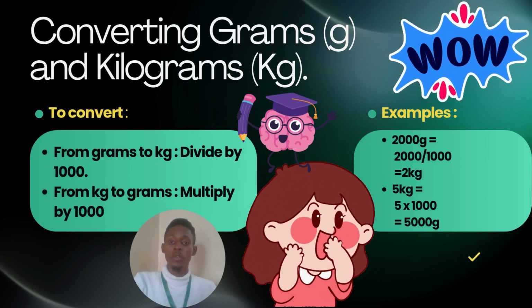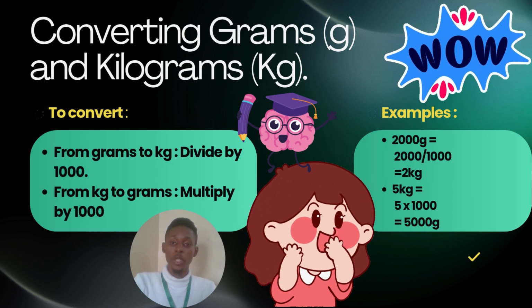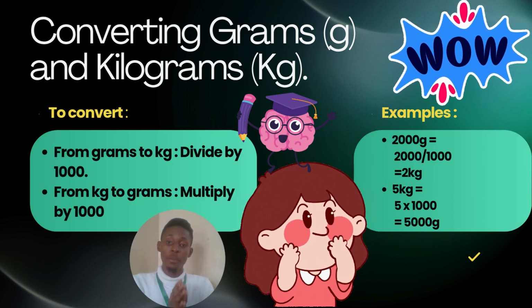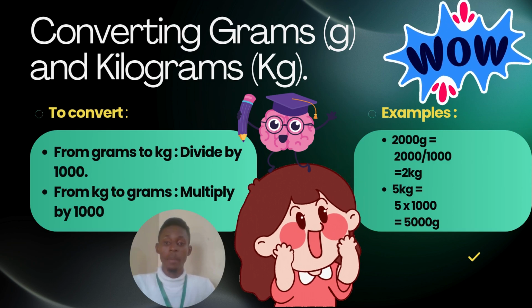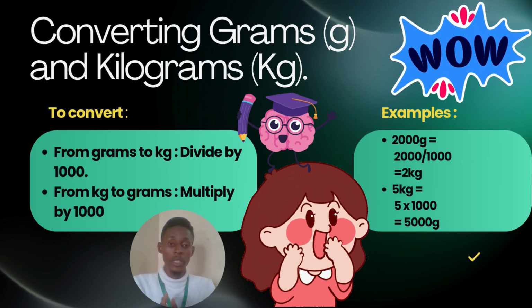kg. So converting grams and kilograms. To convert from grams to kilograms, you divide by 1000. Okay? Then from kilograms to grams, you multiply by 1000. For example, on the right hand side, you see there.